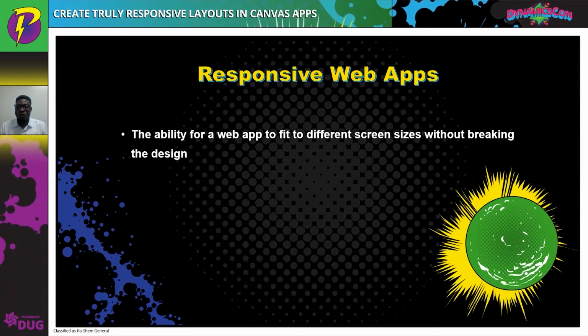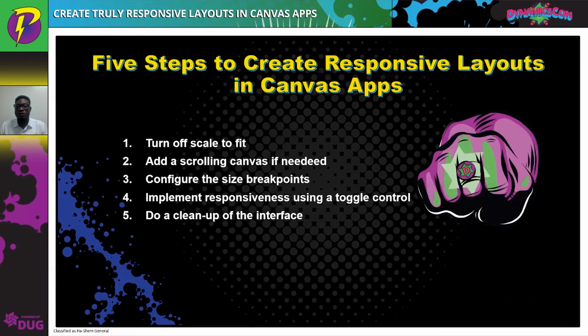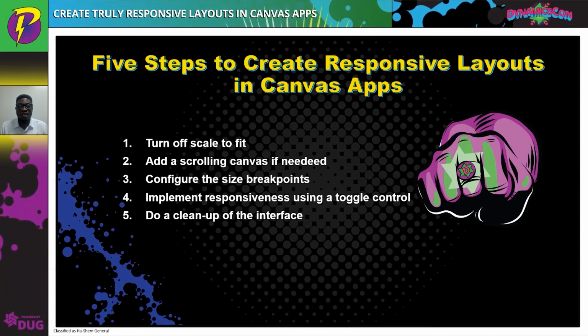Now, I'm going to be showing 5 steps with which we can create responsive layouts in Canvas apps. Now, the first step is for you to turn off scale to fit. The default responsive behavior is for Canvas apps to scale to fit the current screen size. And so the first thing you have to do is to turn off scale to fit. Once you do that, you have more control over the scaling of the app.